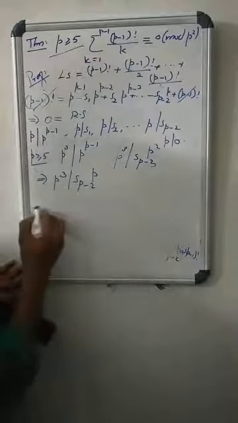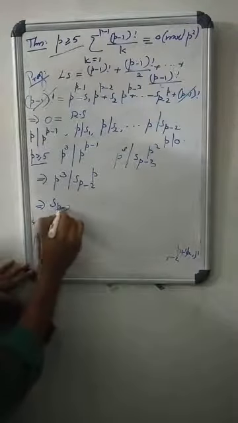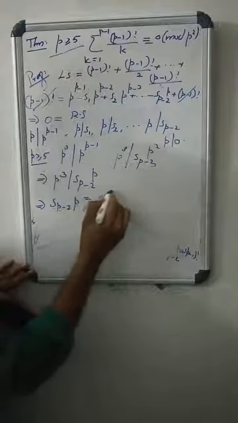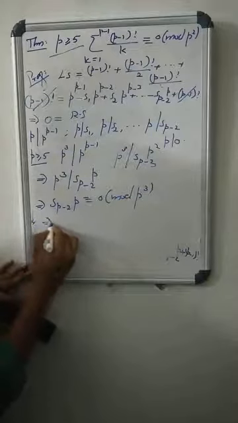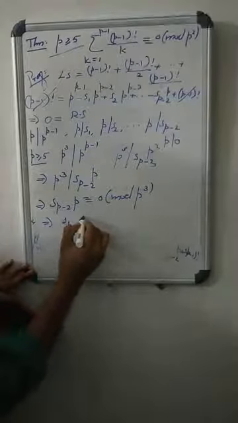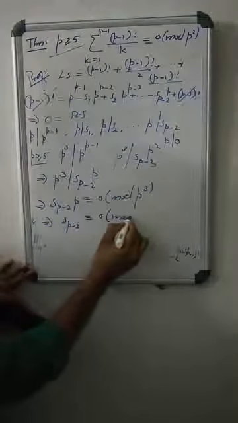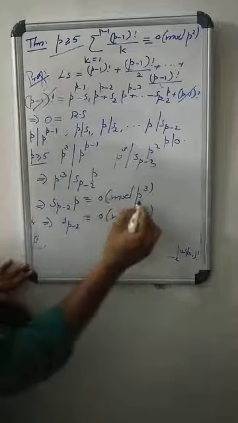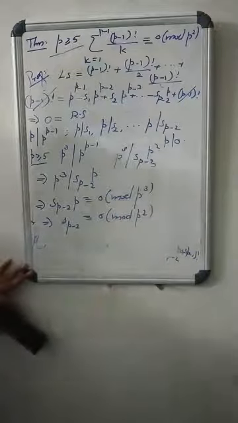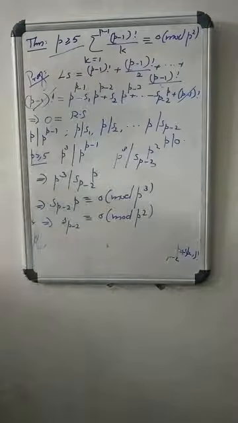Then that means s_{p-2} times p is congruent to 0 mod p cubed. So by the cancellation law, s_{p-2} times p divided by p is congruent to 0 mod p cubed divided by p. That is, s_{p-2} is congruent to 0 mod p squared.